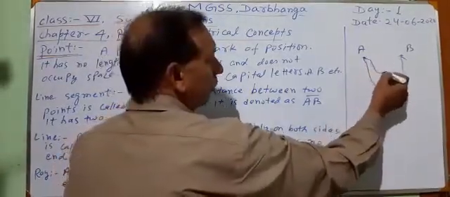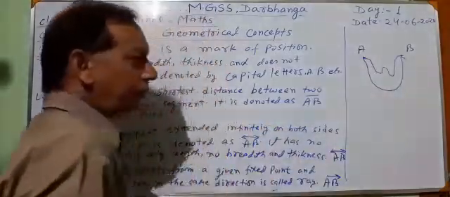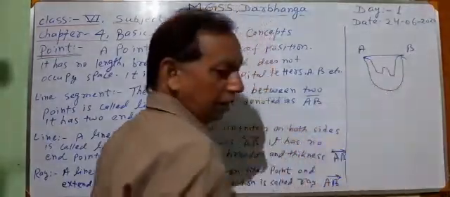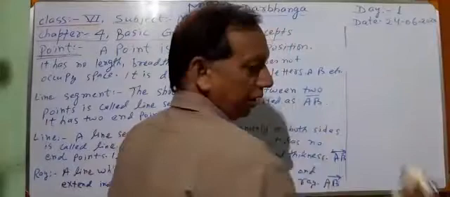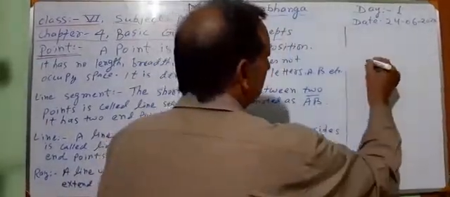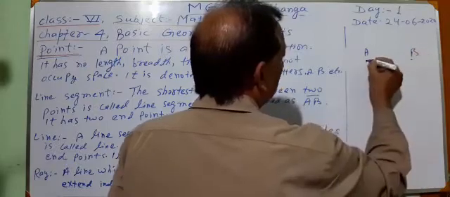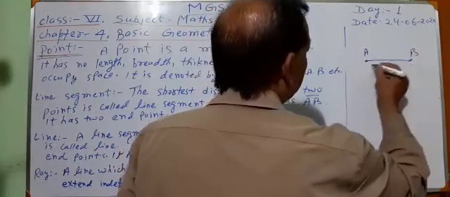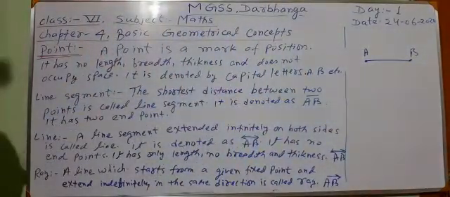This is also a path. We have started from A and we have reached to B. But this is the shortest distance. This length is the shortest distance. Then what is the line segment? A simple definition. This is point A, this is point B. The shortest distance between 2 points is known as line segment.